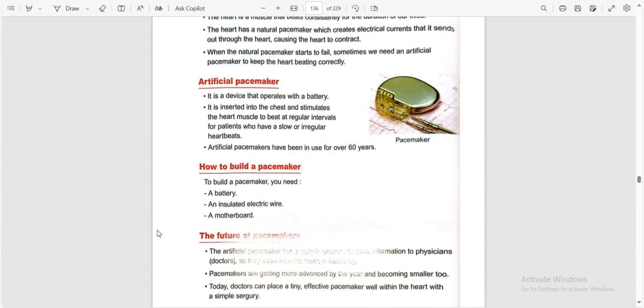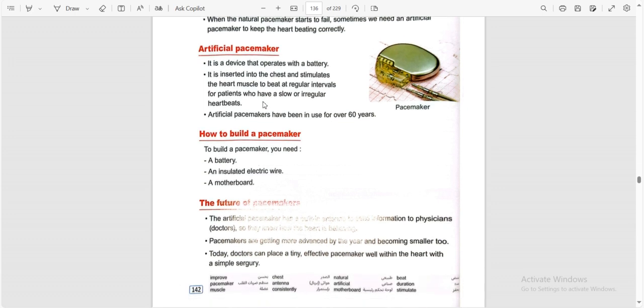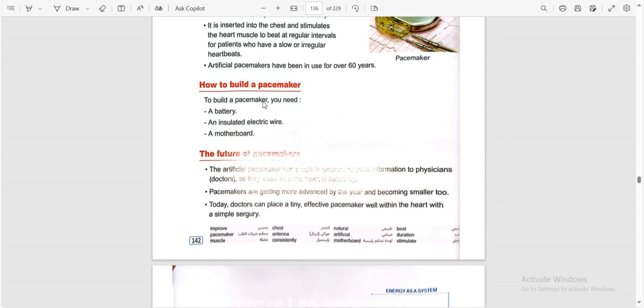So this is why we need an artificial pacemaker, and this is a device that has a battery. This device is inserted into the chest and is connected to the heart, allowing the muscles of the heart to beat regularly as before. And this device has been in use for over 60 years now, so it's an easy operation and it's safe. It's not a big problem anymore.